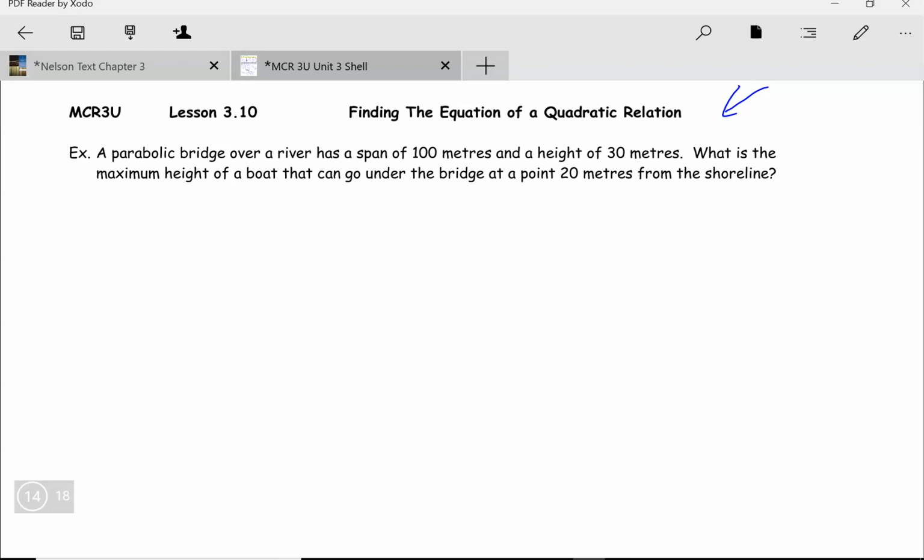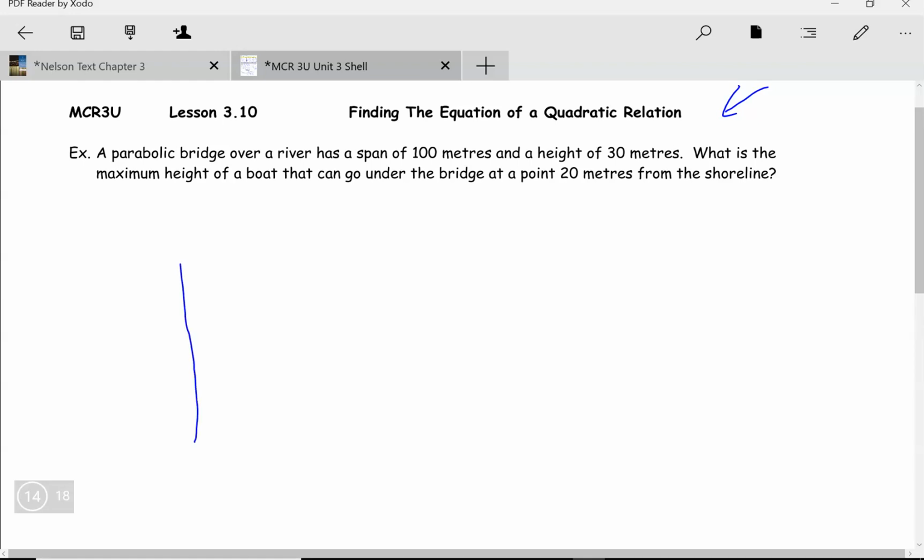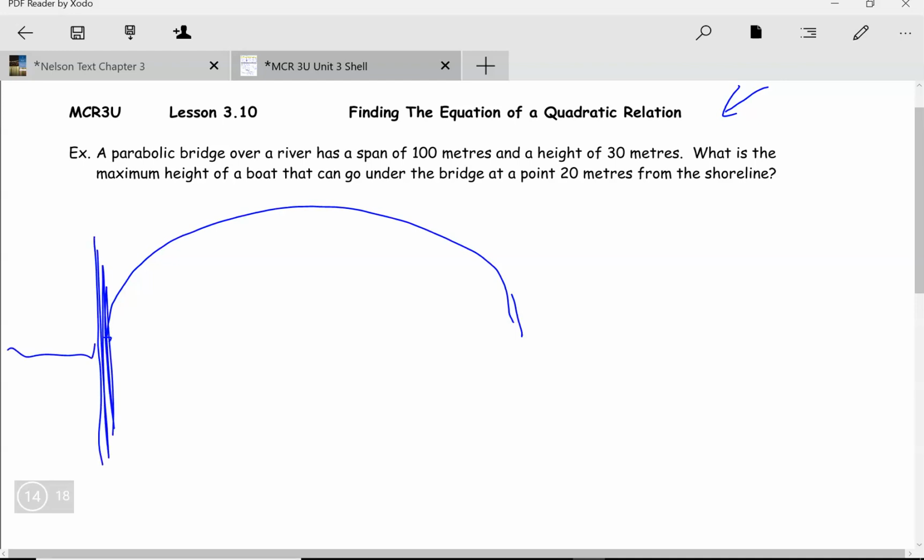So okay, let's take a look at this question. A parabolic bridge over a river has a span of 100 meters and a height of 30 meters. What is the maximum height of a boat that can go under the bridge at a point 20 meters from the shoreline? Okay, so let's say there's the shore. I can't draw a 3D river, so I'm just gonna draw a bridge. So this is our bridge, and this is one shore or one bank, and this is the other shore, the other bank. And this entire thing is 100 meters.